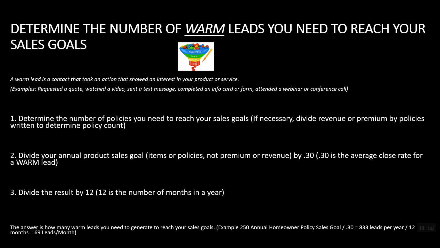So we're going to take that same 250 homeowners policies as our goal. We're going to divide that by 0.30. That's going to give us 833 leads per year. And then we divide that by 12. That gives us 69 leads per month. So cold, 694 leads per month. Warm, 69 leads per month.